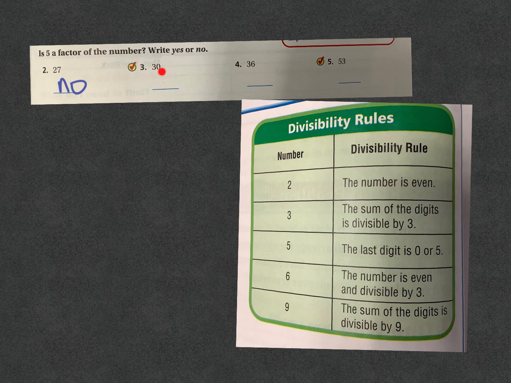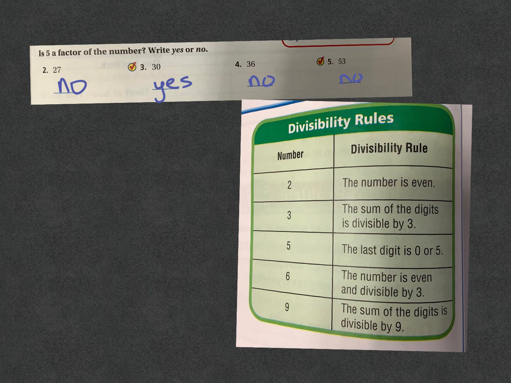30 ends in 0, divisible by 5, so yes. 36 ends in a 6, that's not a 0, that's not a 5, so it is not divisible by 5. And 53, that ends in a 3, not a 0, not a 5, so it is not divisible by 5. And so how easily we could do that without calculating anything, because we had the use of these divisibility rules.